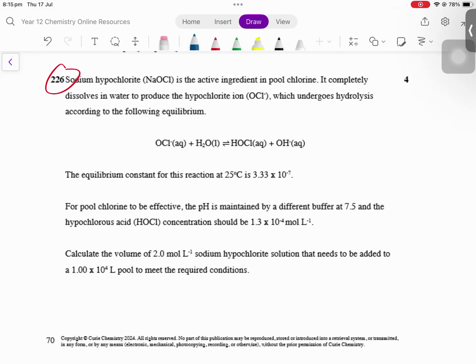Calculate the volume of 2 molar sodium hypochlorite solution that needs to be added to a 1 by 10 to the 4 liter pool to meet the required conditions.